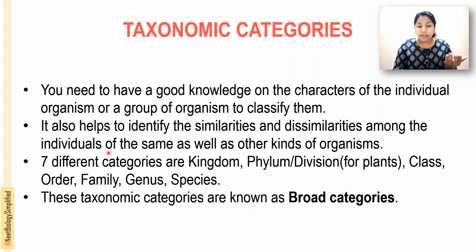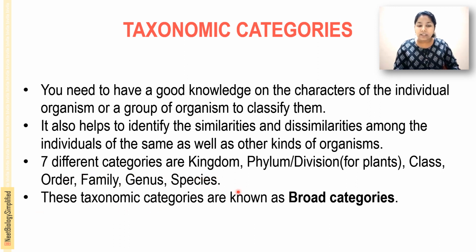And I stated that there are 7 categories, right? They are arranged in ascending order, and the 7 categories are kingdom, phylum or division for the plants, class, order, family, genus, species. So, the 7 categories of the taxonomic hierarchy are: the kingdom, the highest level, then next comes the phylum or the division for the plants, then class, order, family, genus and species at the lowest level.